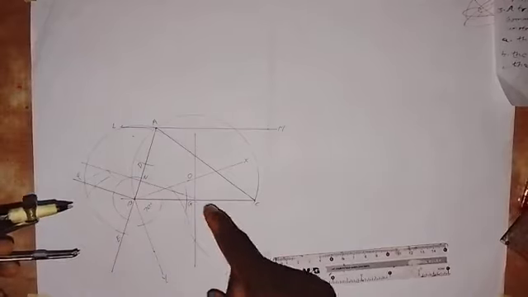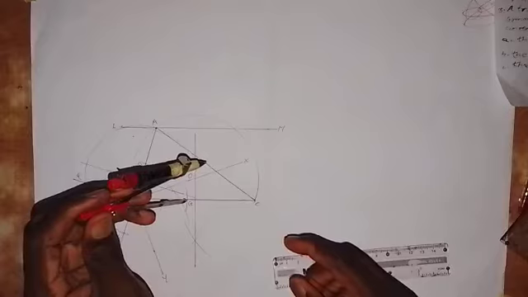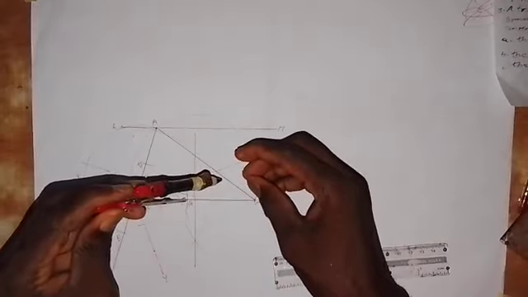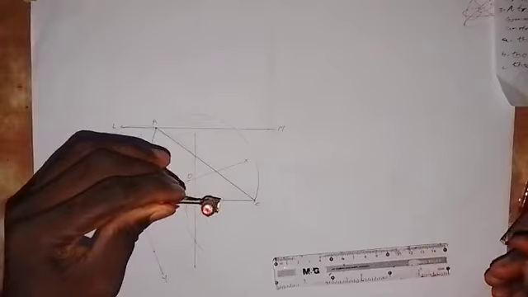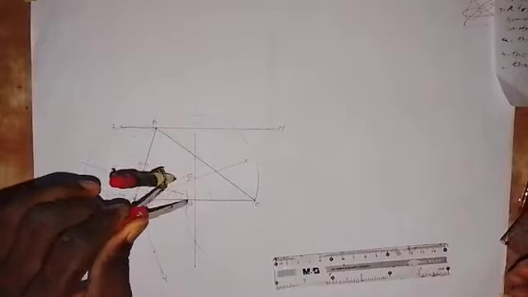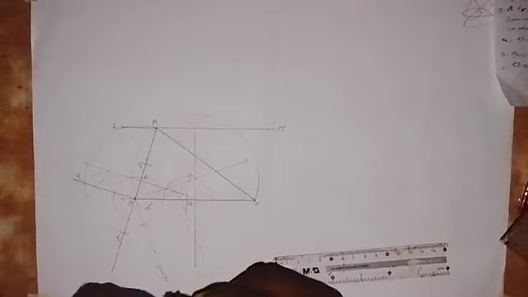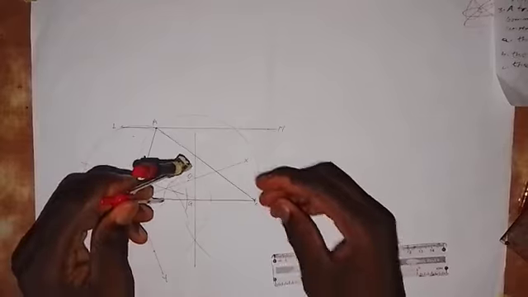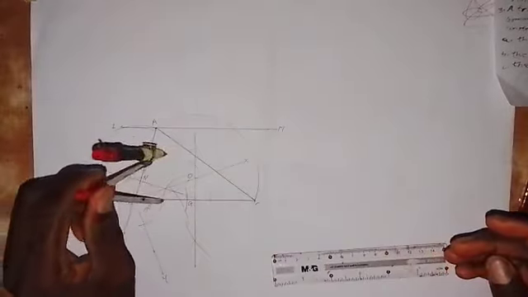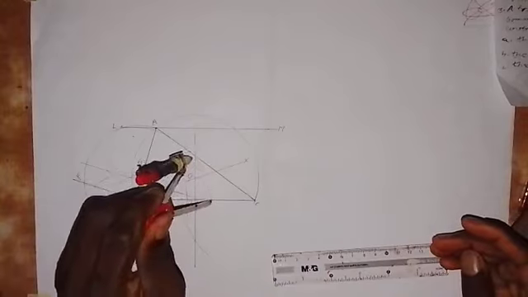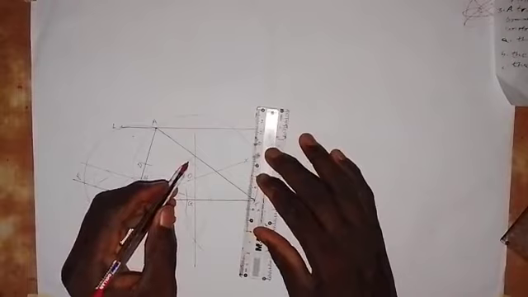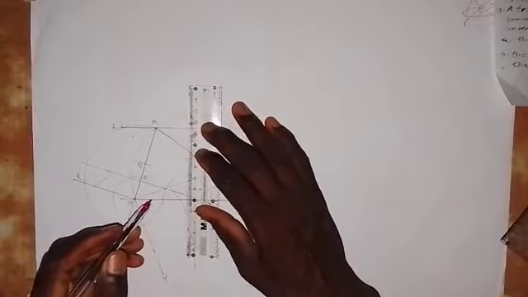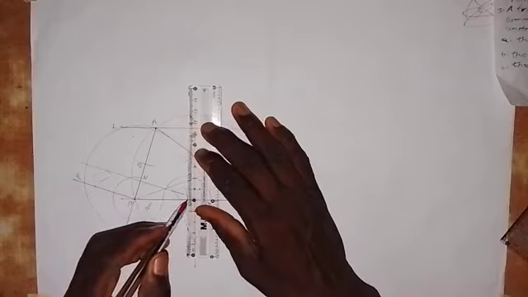The next thing that I'm going to do is construct a perpendicular line to this point G on this line BC. So I'll put the pinpoint here and extend the pen point to a convenient radius. Then I will draw a semicircle like this, and then I will put the pinpoint here, extend the pen point to a convenient radius, and draw an arc like this. Then putting it at this point here, I will also draw an arc like this. So I'm going to draw a line from G that will pass through the point of intersection of these arcs, and it goes like this.